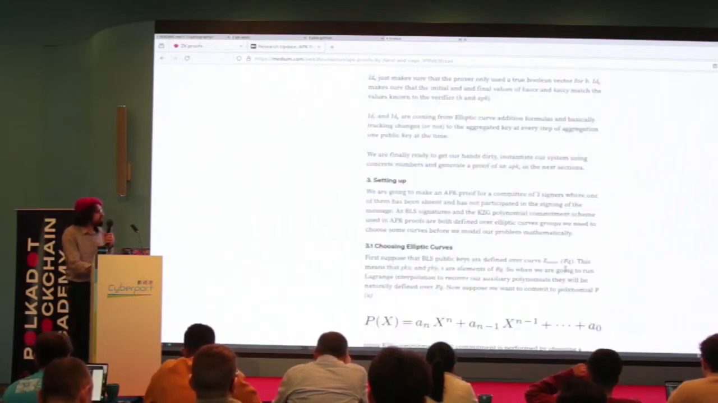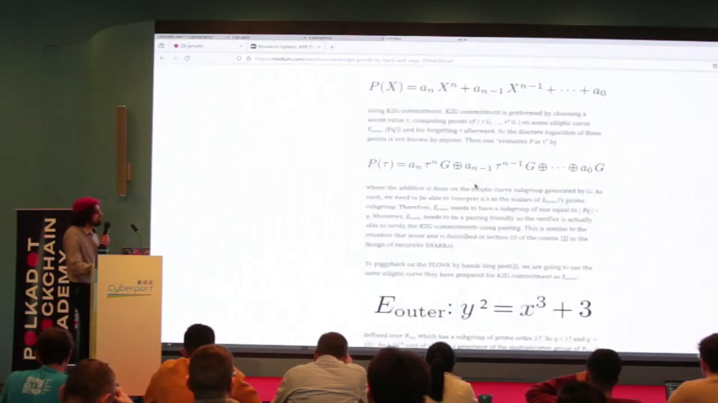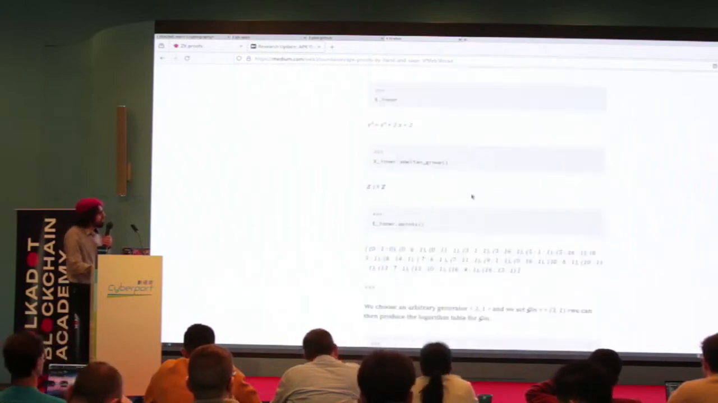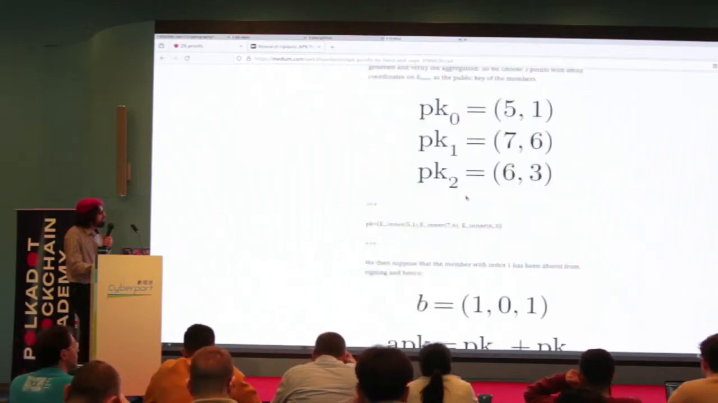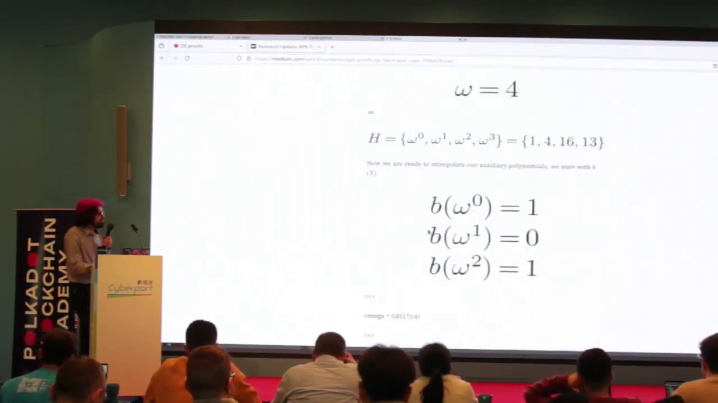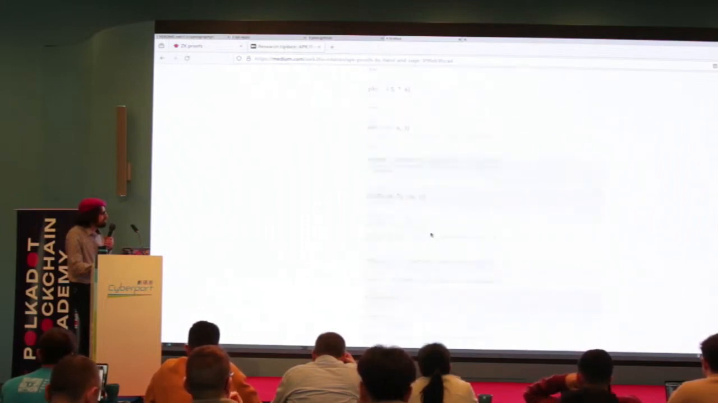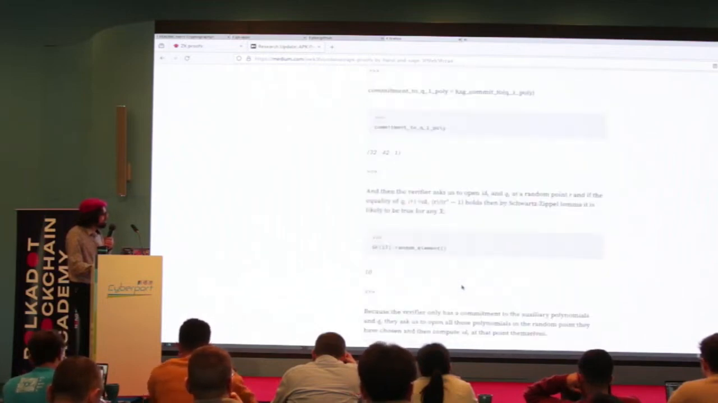But the end part is there. So it does this ZK, the KZG that I didn't talk about. It finds these elliptic curves. And at the end, somehow it goes proof and verify. This part you don't need. The only part you need is verify, right? That is done on the chain. So I'm going down to see the verification.